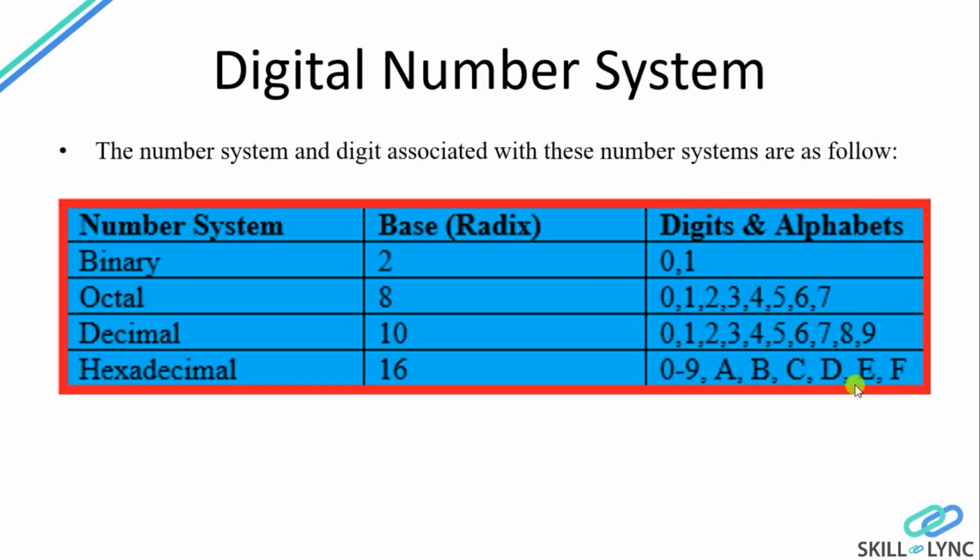So this is just a conclusion, a summary of the digital number systems. The number systems are binary, octal, decimal and hexadecimal. Binary base is 2, octal base is 8, decimal base is 10 and hexadecimal base is 16. Binary has the numbers 0, 1, octal has the numbers 0, 1, 2, 3, 4, 5, 6, 7, decimal has the values 0, 1, 2, 3, 4, 5, 6, 7, 8, 9 and hexadecimal has the range of 0 to 9, then A, B, C, D, E, F, where A stands for 10, B stands for 11, C stands for 12, D stands for 13, E stands for 14 and F stands for 15.